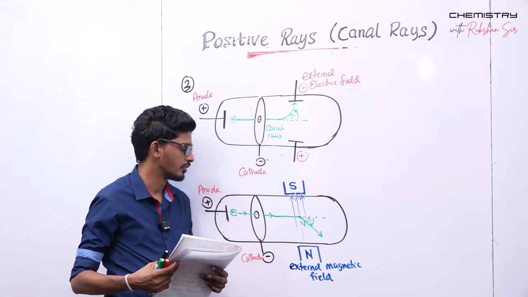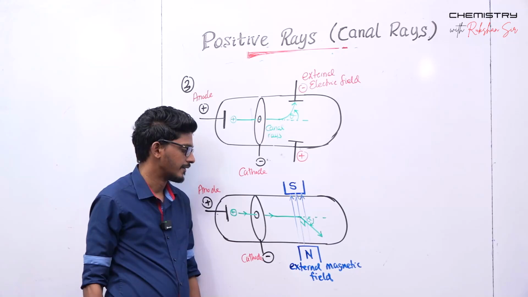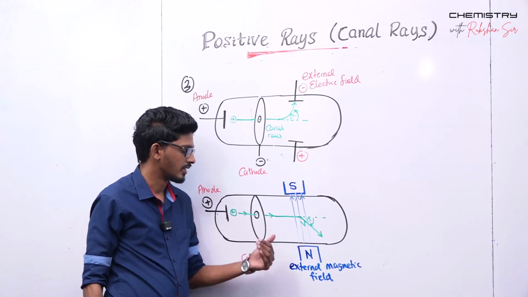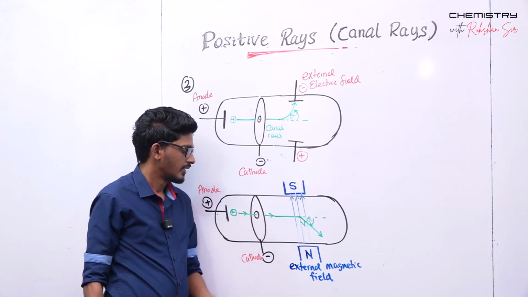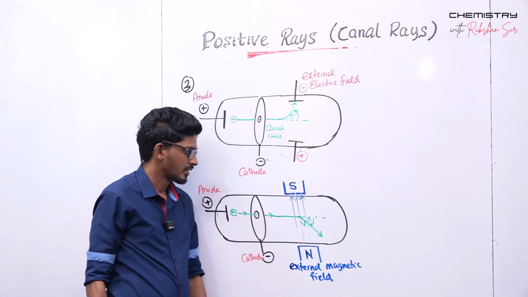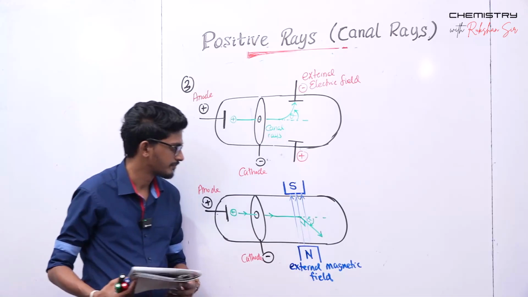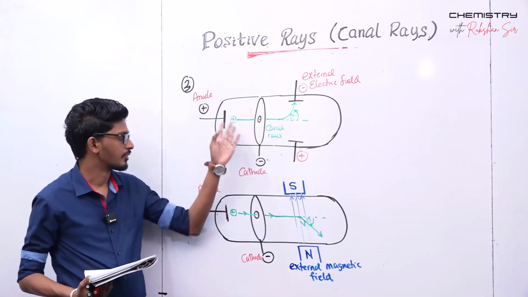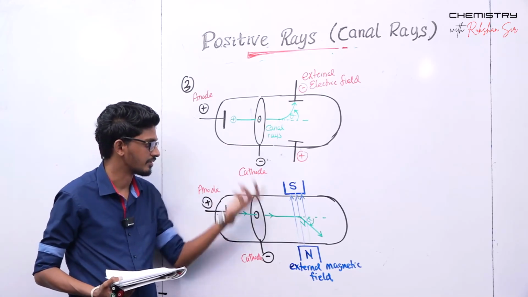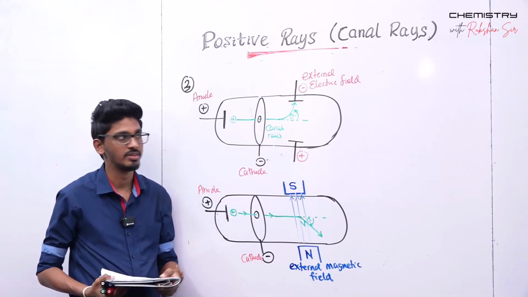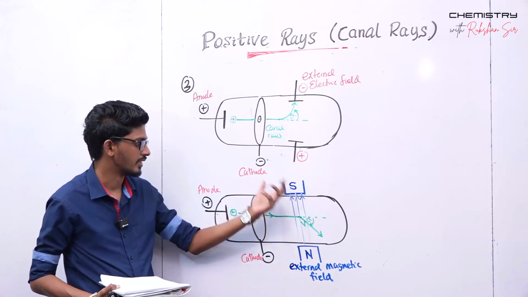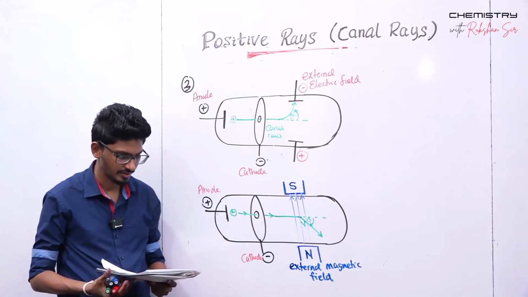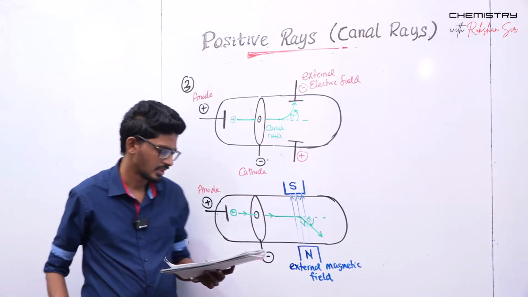So then also you will see the deviation direction, and you can think of the situation here. That is how we prove that the Cannon rays are positively charged particles, with the use of an external electric field and an external magnetic field. Let's write the two points.